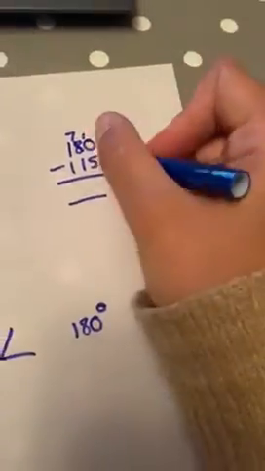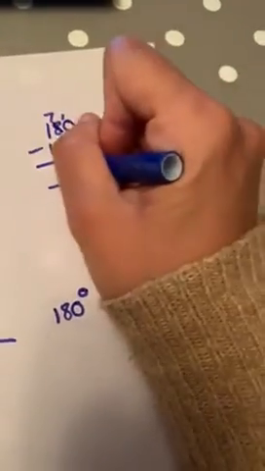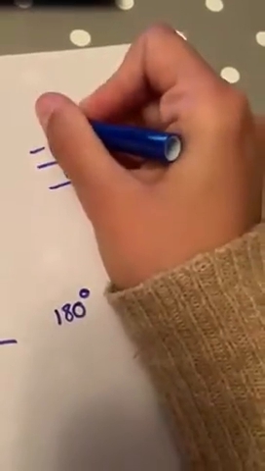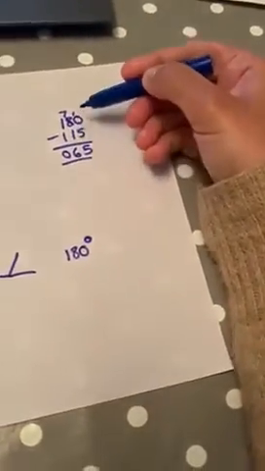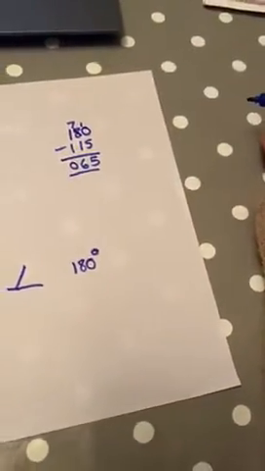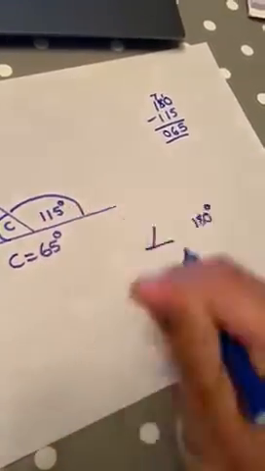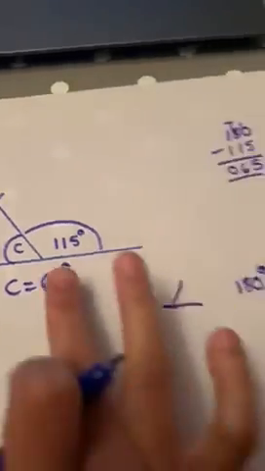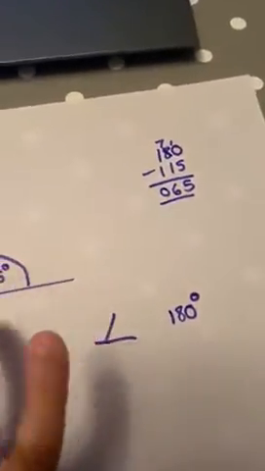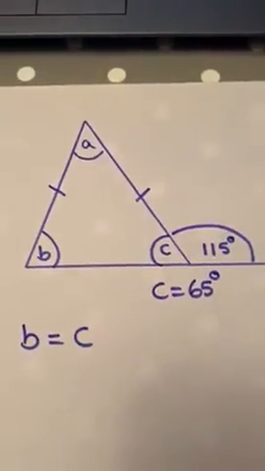So we've got 10 take away 5, which is 5, 7 take away 1, which is 6, and 1 take away 1, which is 0. 65 plus 115 does in fact equal 180. So angle C equals 65 degrees. And you can check this, you can see that that's an acute angle. You can see that that is smaller than 90.